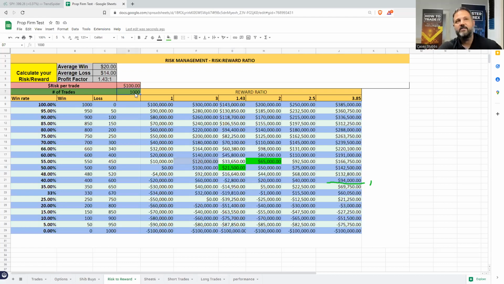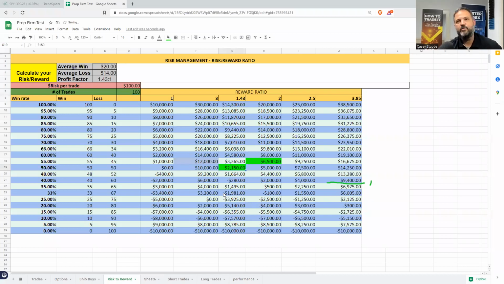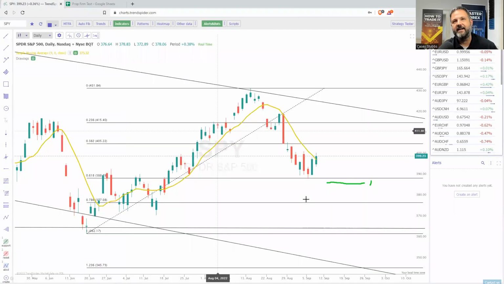Now, 1,000 trades is a lot, but even if you took 100 trades, you're looking at $2,150 in profit, right? So that way, you can understand what your strategy can do, and it's important to monitor that.